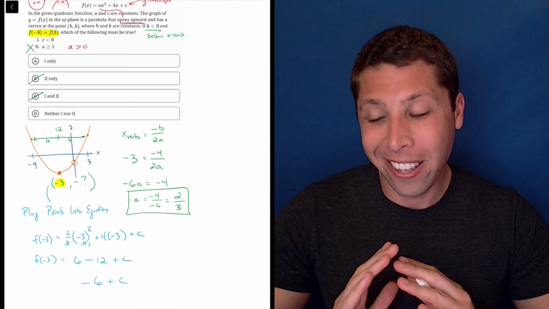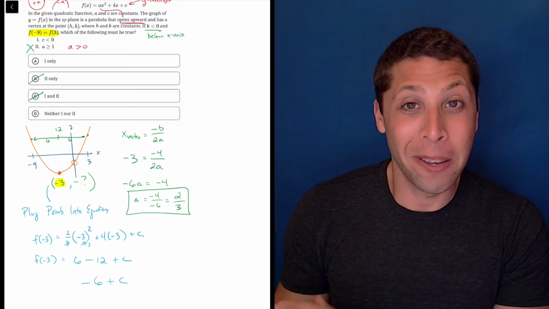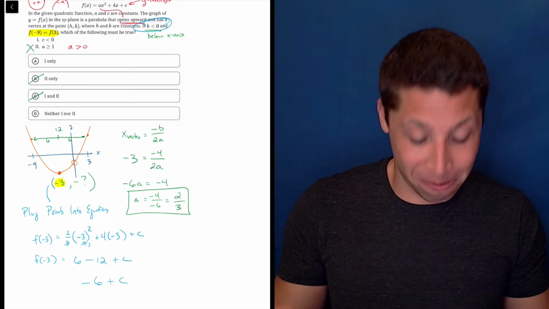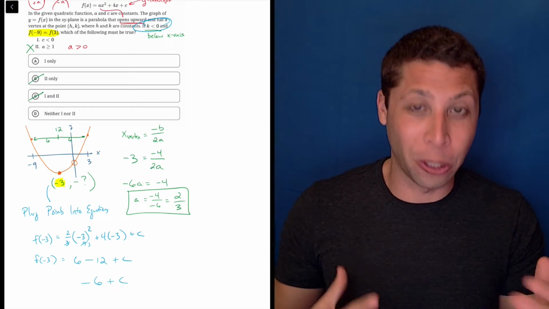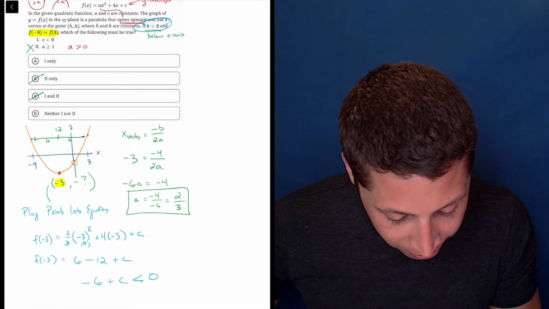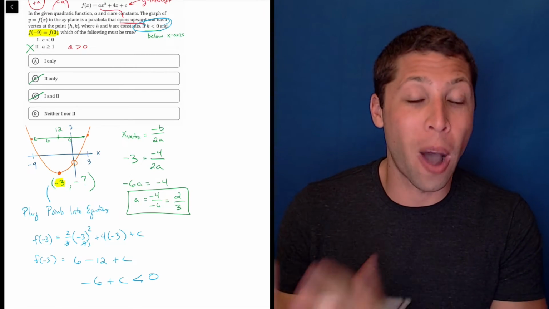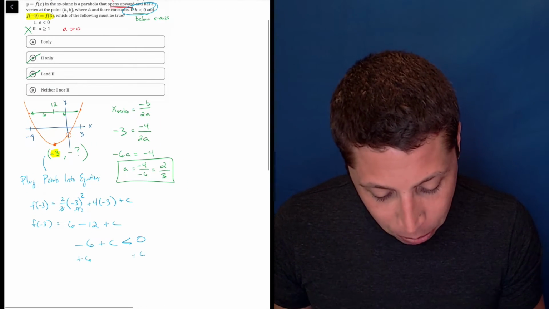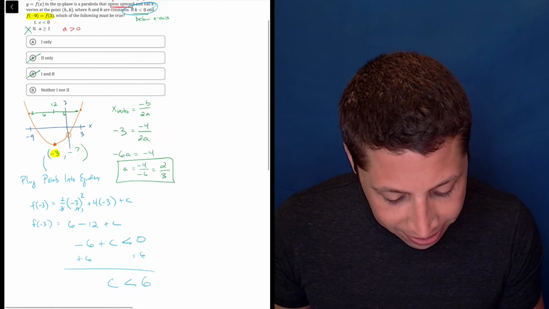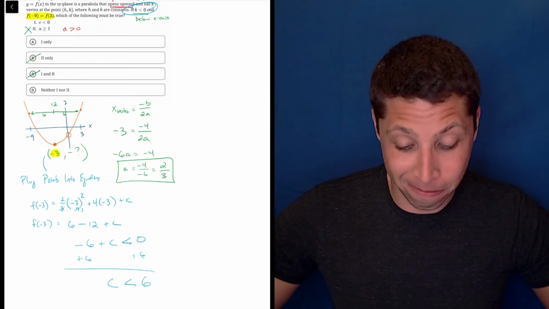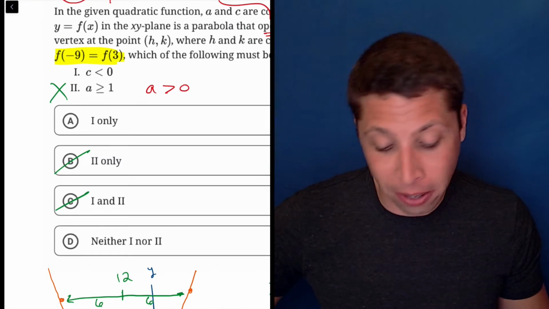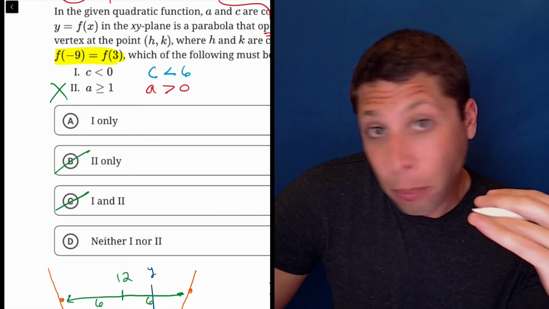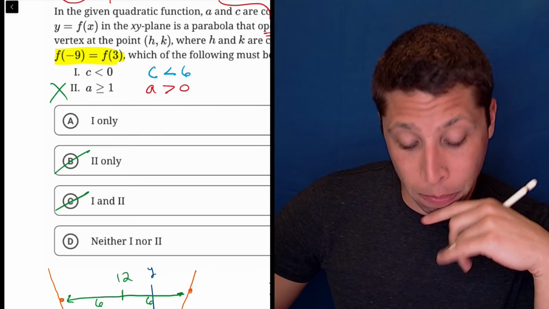Now, we don't know the y-coordinate that goes with this point, but we do know that it has to be less than 0, right? That's what they said here. So I can turn this into an inequality instead of an actual equation where I can say, okay, the y-coordinate is less than 0. So -6 plus c represents the y-coordinate. So that is less than 0. And that lets us add the 6 to both sides to get that c is less than 6. Now, again, that's different from what I'm told up here. C is less than 6 includes some numbers that would not be included by the Roman numeral. C is less than 0.